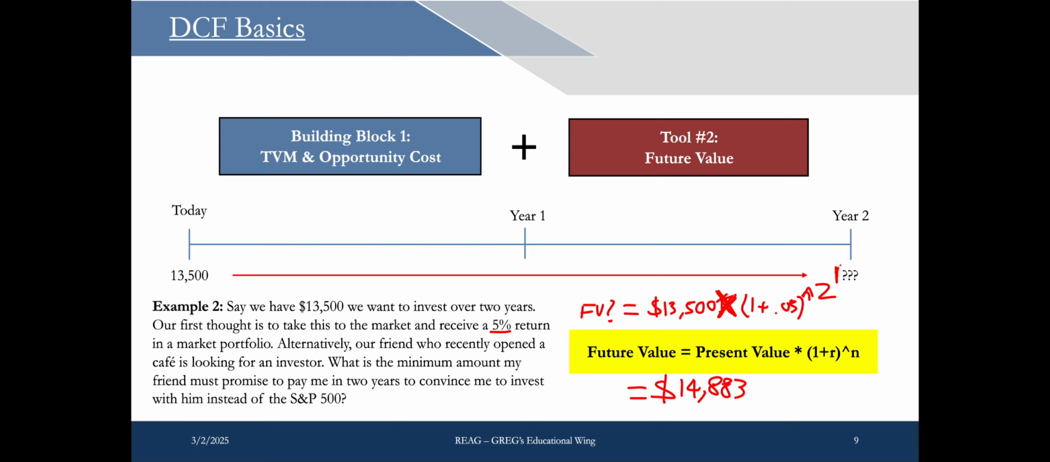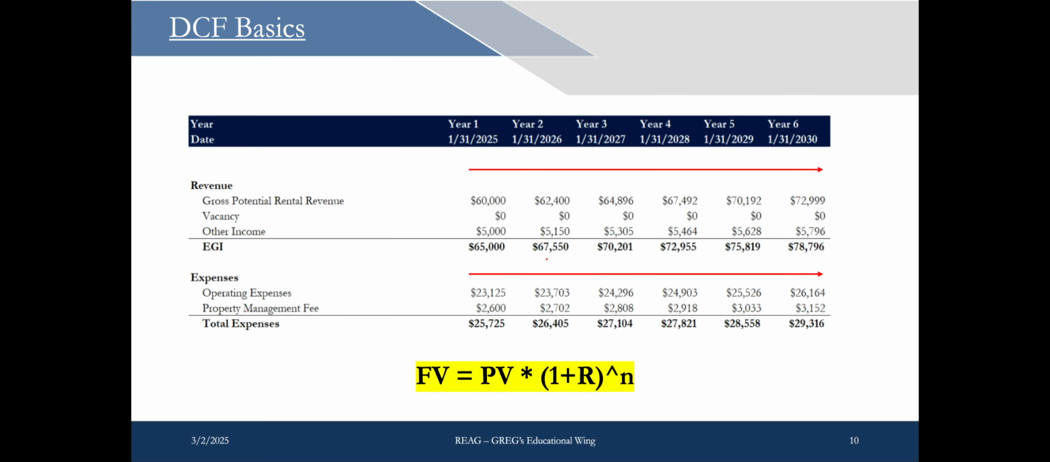14,883. So that's my future value right here. Now I can make an informed decision as to where I should invest my money. Anything that is below 14,883, I'm better off just taking it to the S&P 500, making this 5% return. If it's greater, let's say Mason's like, oh, in 2 years, don't worry, I'll give you $15,000, and that'll be your cash out. Then I know I'll make more money with Mason. I'm better off investing with him. So future value is very useful in stuff like this.